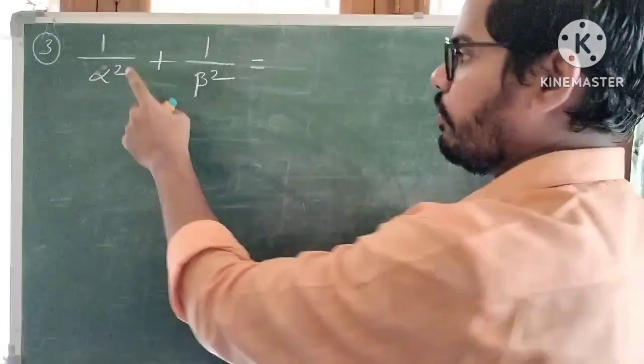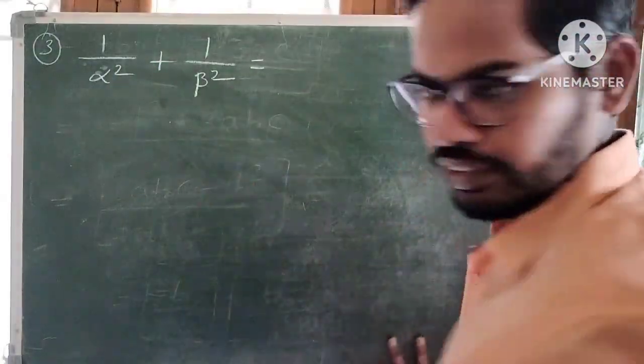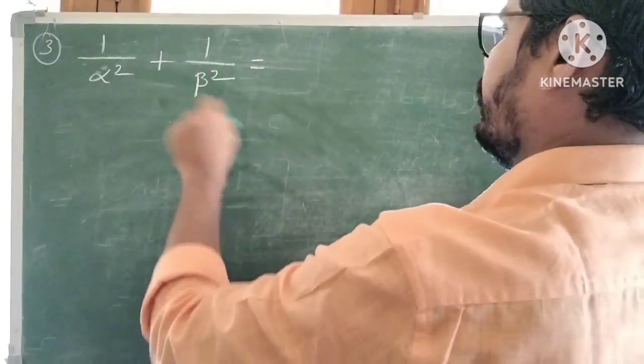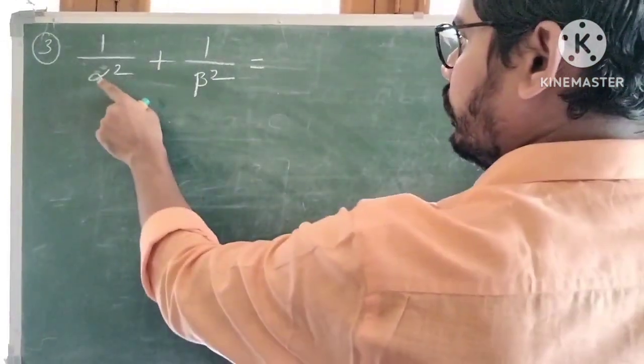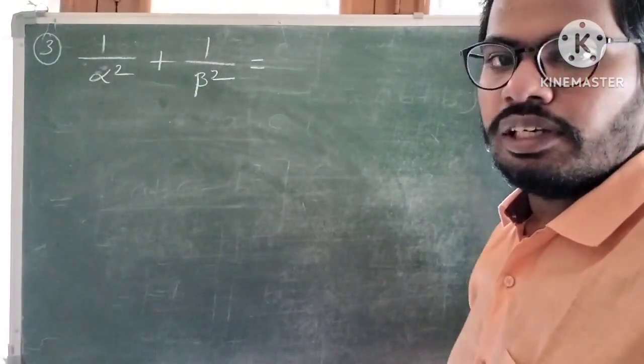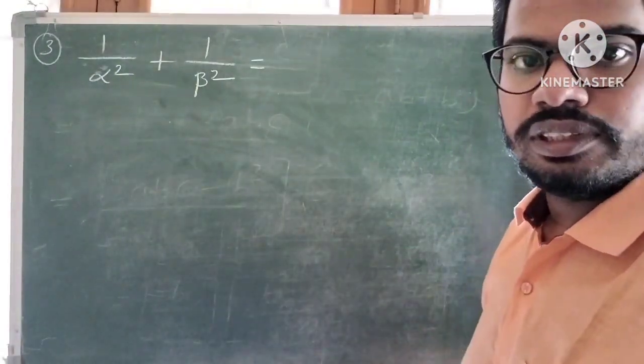Now let's find the formula for 1 by alpha square plus 1 by beta square. Okay. So first of all, simplify this expression. Here denominator is alpha square, here denominator is beta square. These two are dissimilar terms or dissimilar expressions, isn't it?